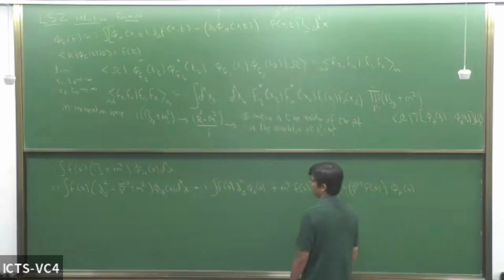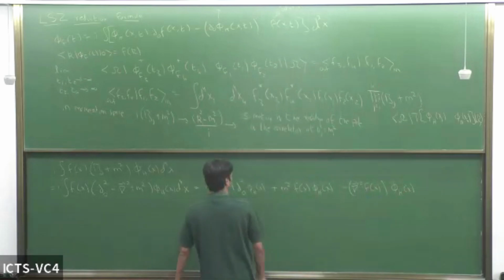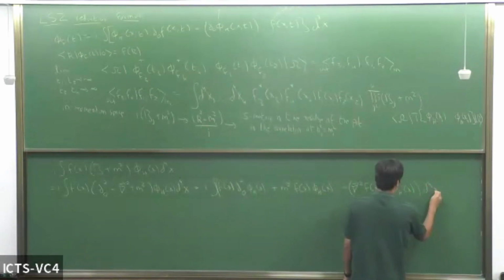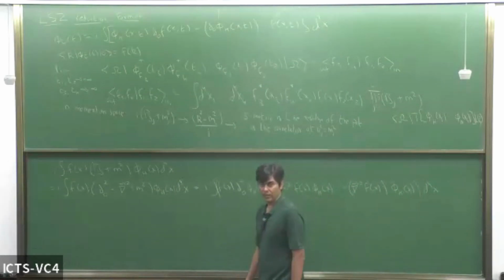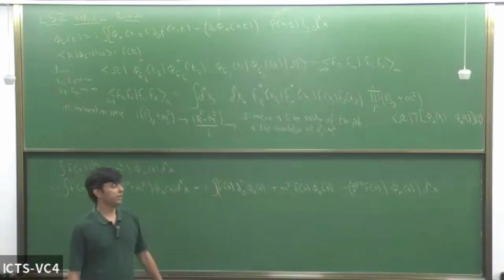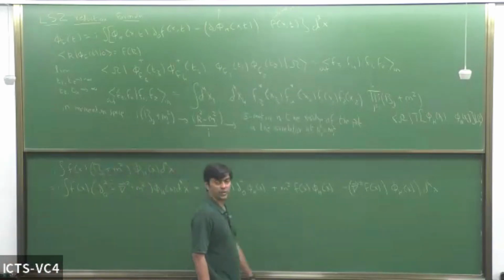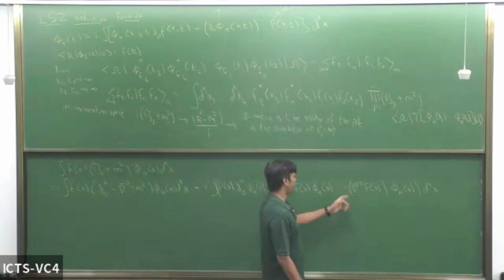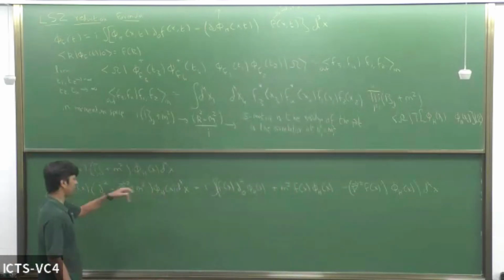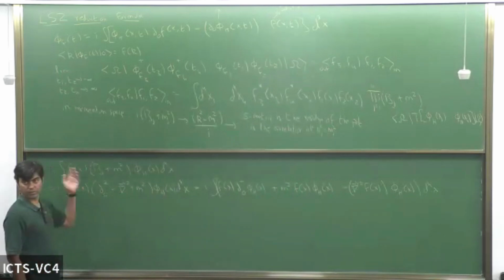Why am I allowed to do this? Well, I'm allowed to do this because this f of x we're assuming is some wave packet, and it's a wave packet that has finite extent. Because it has finite extent, it doesn't have any support at infinity, and so there's no boundary term when you do this integral. And you can just shift the del squared from acting on phi h of x to acting on f of x. Is this clear?